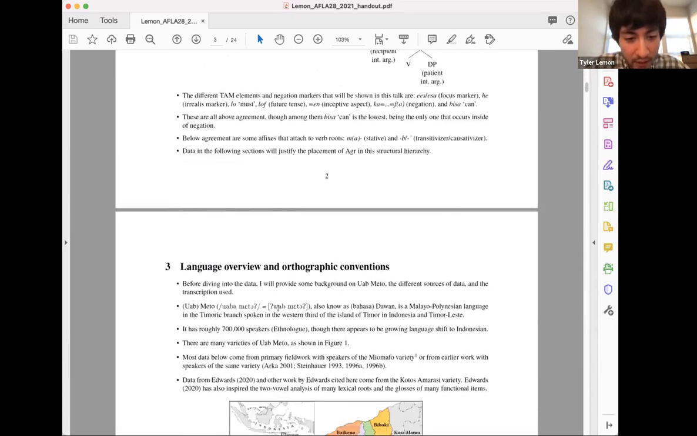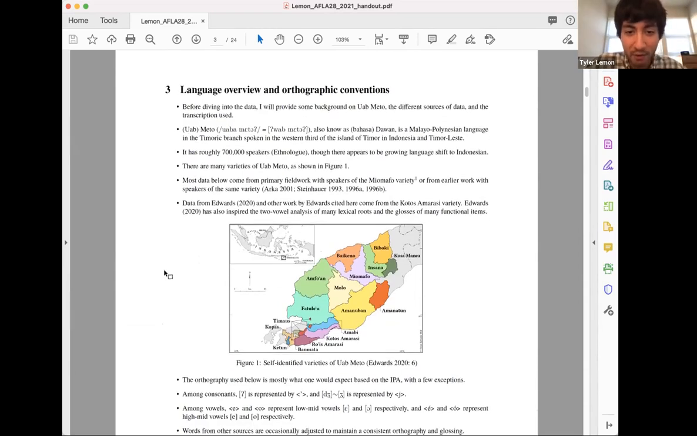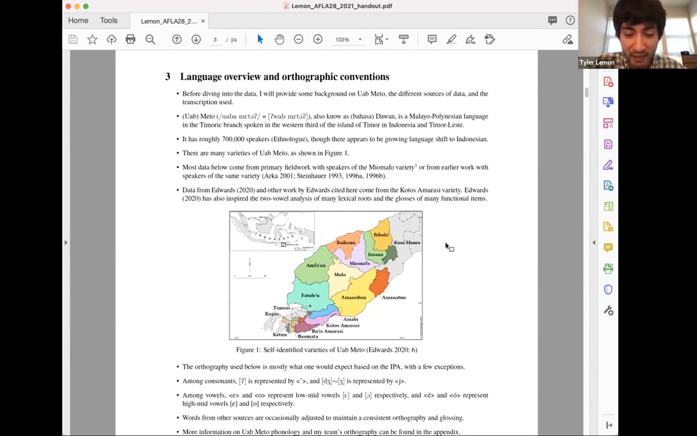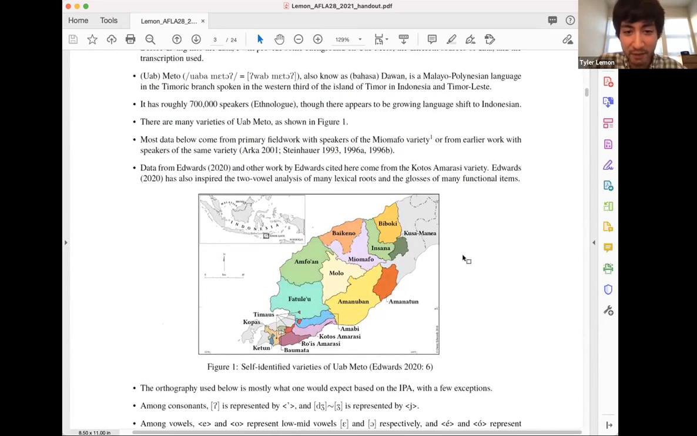Okay. So before delving into some data, I'll spend a little bit of time talking about Uab Meto and the different sources of data that I use and also the transcription that I use. So Uab Meto, also known as Bahasa Dawan, is in the Timoric branch, and it's spoken in the western third of the island of Timor in Indonesia and Timor-Leste. It has roughly 700,000 speakers, according to Ethnologue, though there appears to be growing shift to Indonesian.